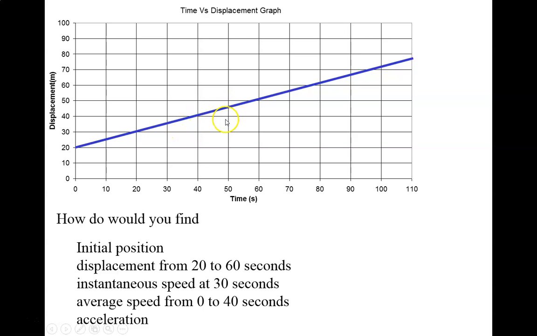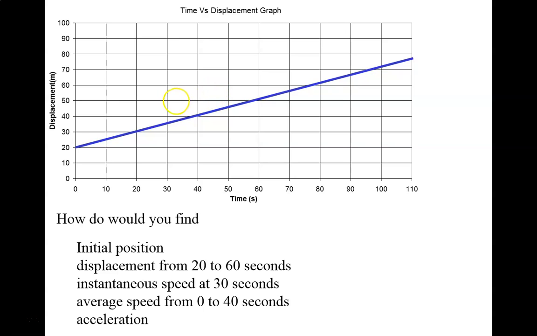The instantaneous speed at 30 seconds and the average speed from 0 to 40 seconds. Well, to get the velocity from a displacement versus time graph, remember what we do is we calculate the slope of the line. The slope of a displacement versus time graph is the velocity. The slope of a velocity versus time graph is the acceleration. And when you guys get to this in physics, this will all make sense for you. Did I say physics and calculus?